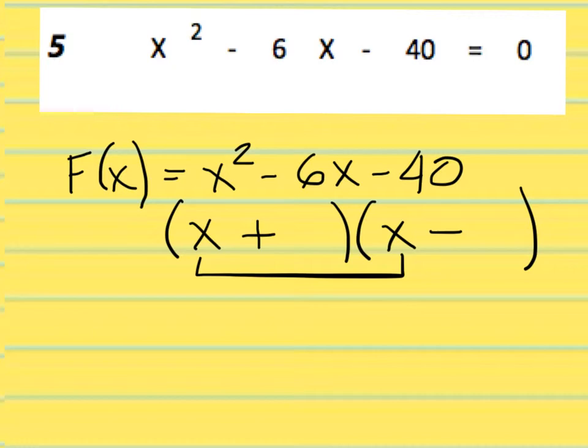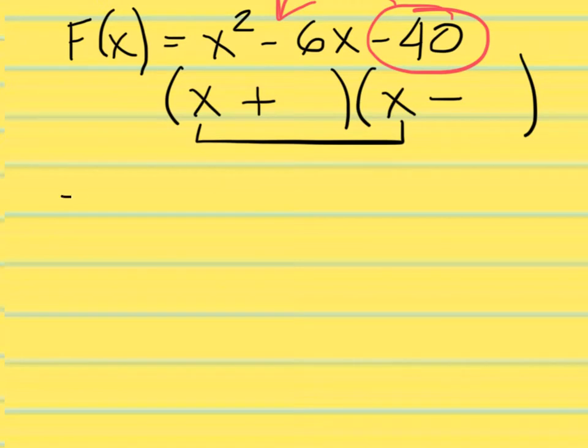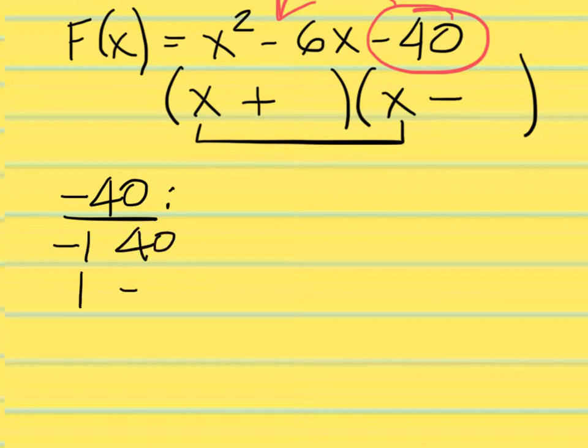That means that you need two numbers that multiply to get -40, and they add to get -6. If you're going to multiply two numbers together and get a negative, it means that one of them must be negative, the other one positive. So here are the possibilities for -40. For -40, you could have -1, 40. Or you could have +1, -40.